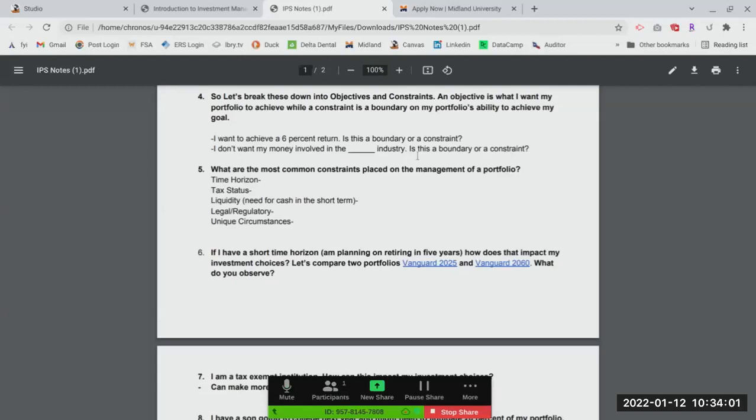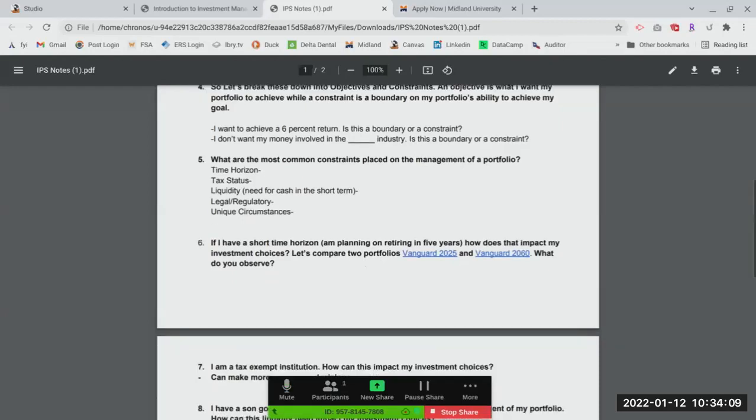What are the most common constraints placed on the management of a portfolio? If you remember TTLLU: our time horizon, our tax status, our liquidity, our legal and regulatory, and our unique circumstances. So our time horizon tells us over what time period we have to invest. I'm looking to invest this for my retirement. I have 30 years until I plan to retire. Our tax status, well, you could be a tax exempt institution, or it could be a 401k plan where we're not dealing with paying our capital gains.